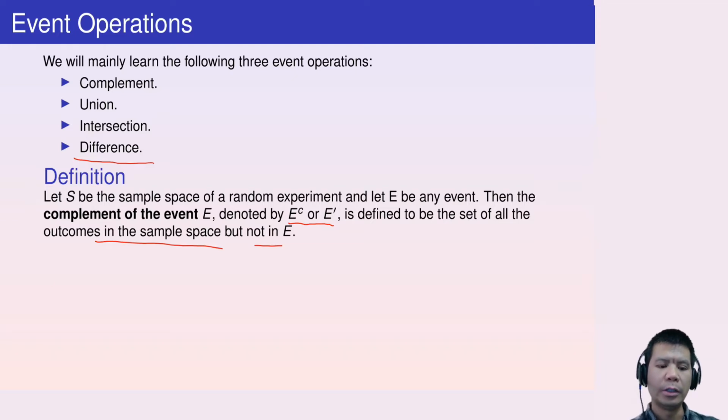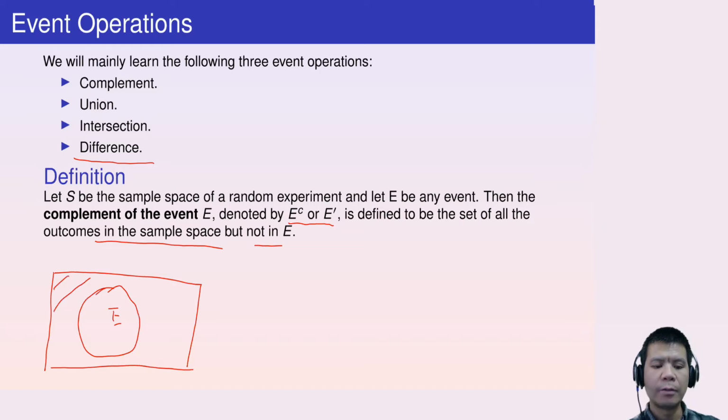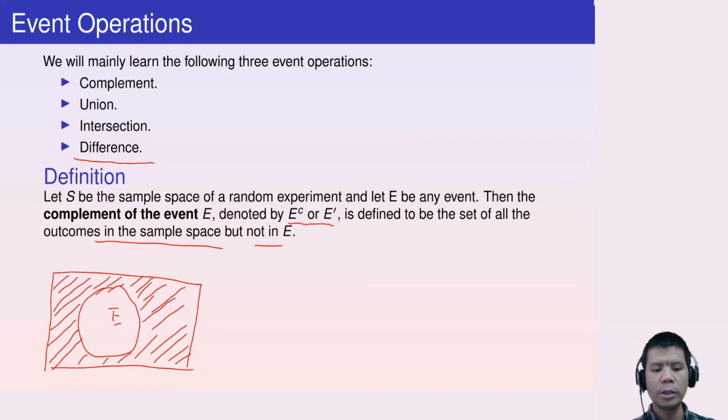Okay, so that is the Venn diagram here. Say this is E. Now that is everything not in E. Okay, so that's everything not in E. So that is what we mean. It is in the sample space, but not in E. So in logic terms, we say not E.